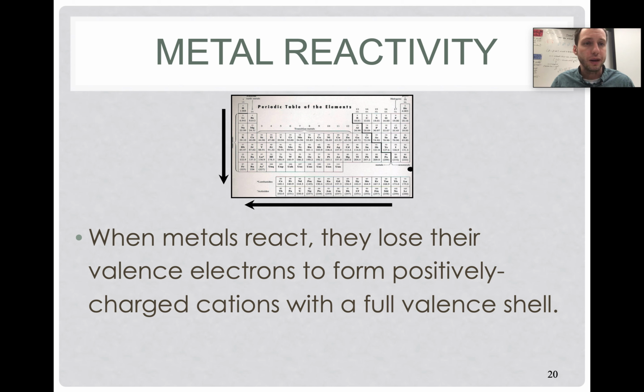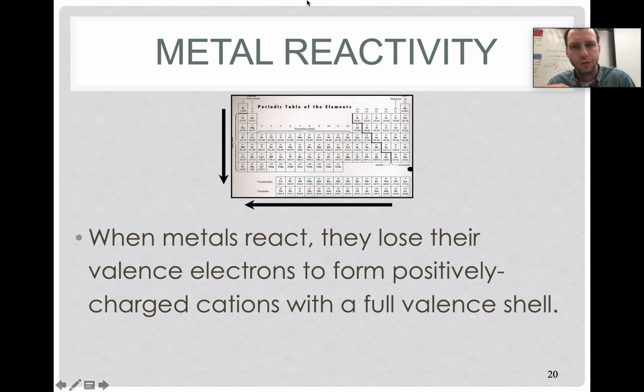You'll see it both ways. Metal activity is probably what I would use. And so when we're talking about metals, we're talking about how likely they are to react with things, okay? And so our metal activity increases as we go down and to the left towards francium.